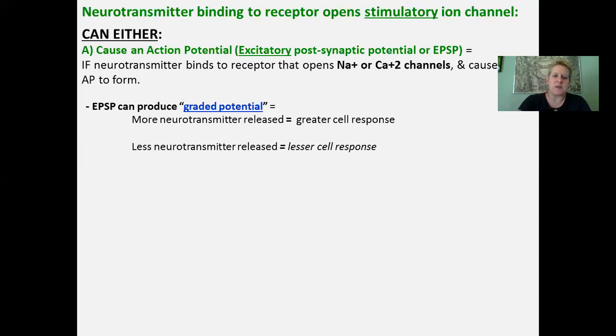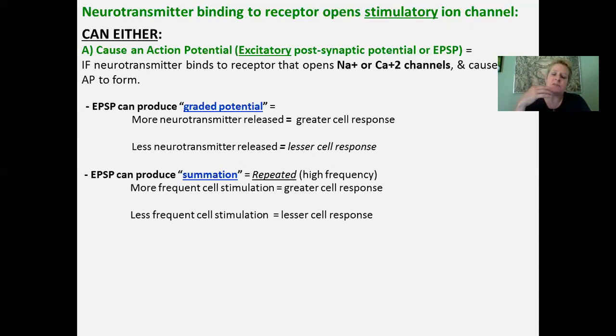Okay, the next thing that can happen with stimulation is summation. Now, this is not about the amount of neurotransmitter released. This is about the frequency at which that cell is being stimulated. Okay, so if you have infrequent stimulation of the cell, let's say this is a stimulus, stimulus, stimulus. That's infrequent. And so you're going to get a lesser cell response. But if you hammer a cell with stimulation, stimulation, stimulation, that cell is going to go crazy. So it's not the amount of neurotransmitter, it's the frequency of the stimulation. That's called summation. Okay. All right.